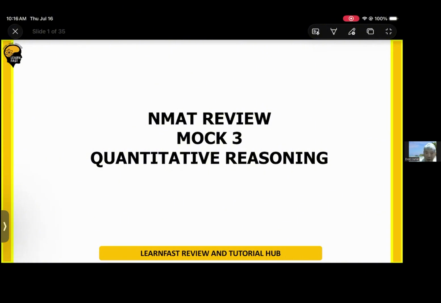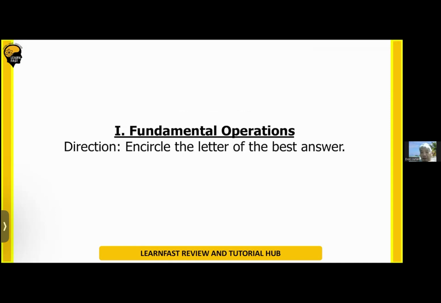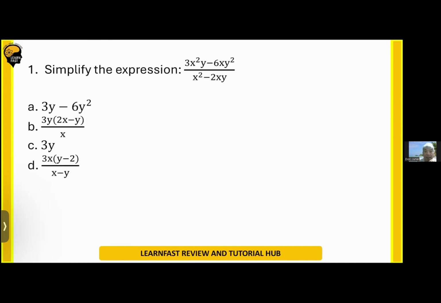Okay? So to start with, let's have fundamental operations, section 1. Direction: encircle the letter of the best answer. For your actual NMAT, remember that you have 30 items for quantitative, and you must be able to answer it in 35 minutes. So let's train ourselves, for every one question, to do our best to answer it in less than 1 minute. Okay? So let's have the first number.